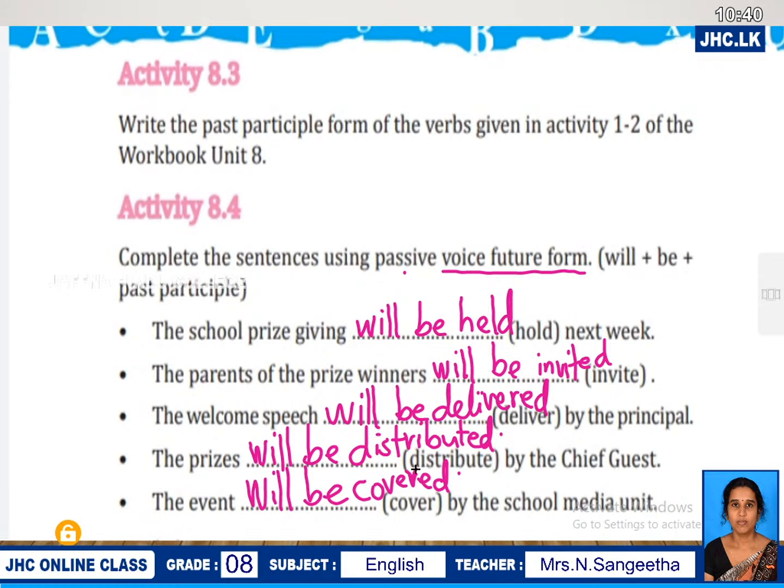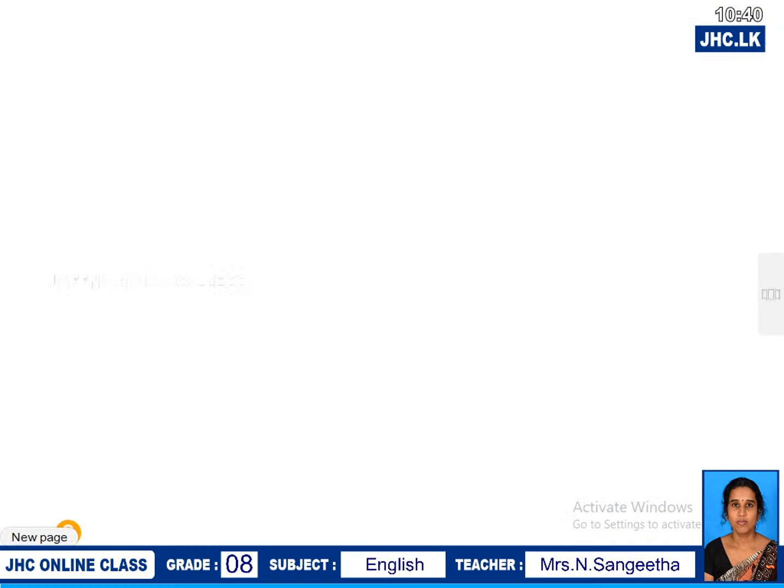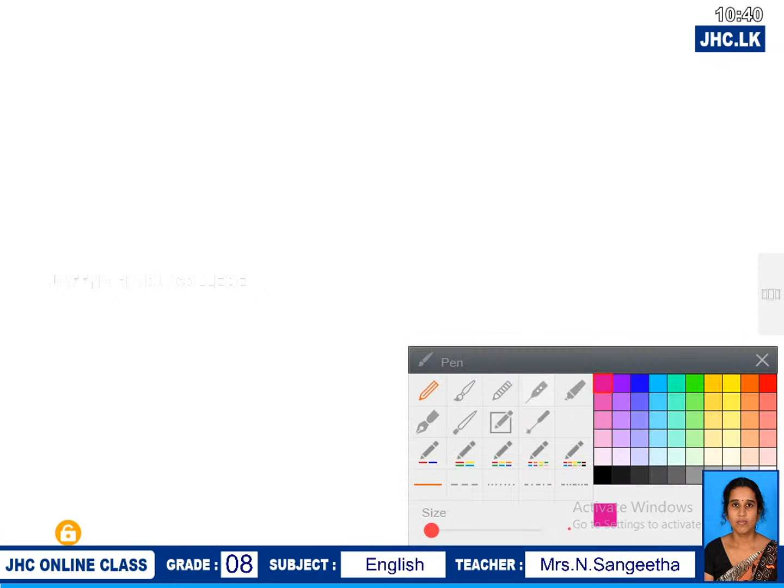You have to copy them down in your exercise book. There's another activity, activity 8.5. It is also on future tense. You have to do it as homework. And here I am going to give you another activity. Right.